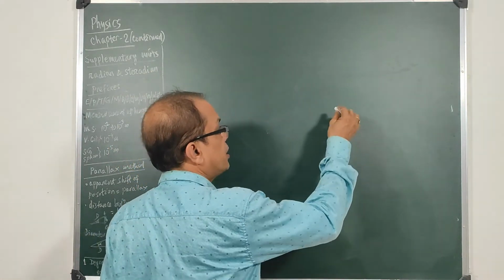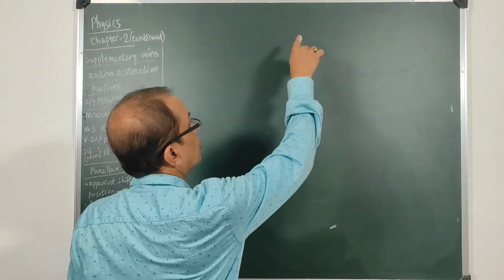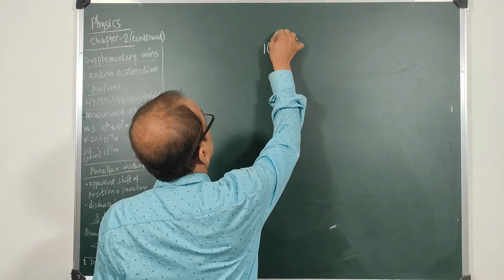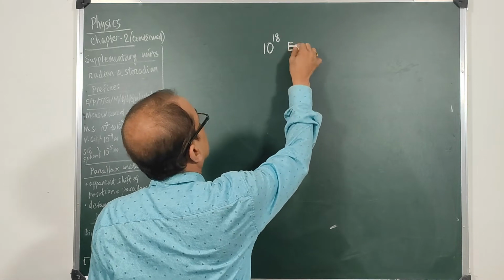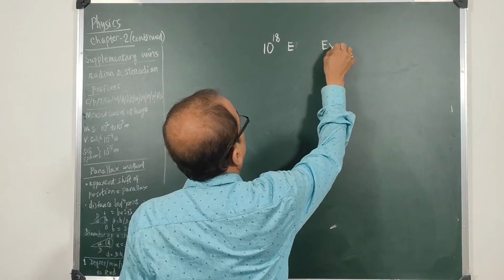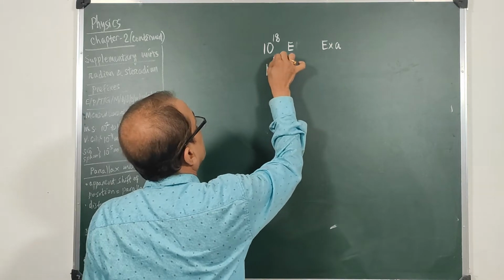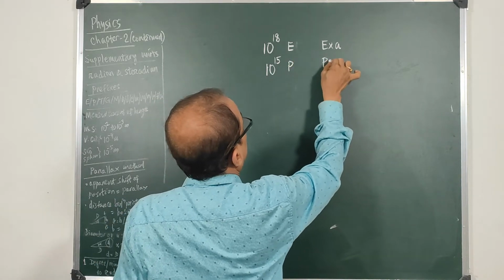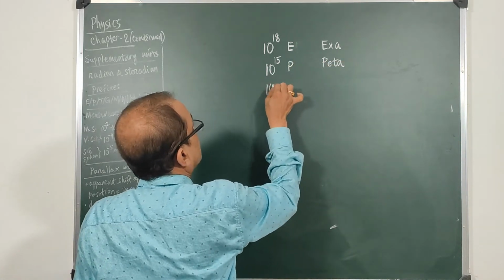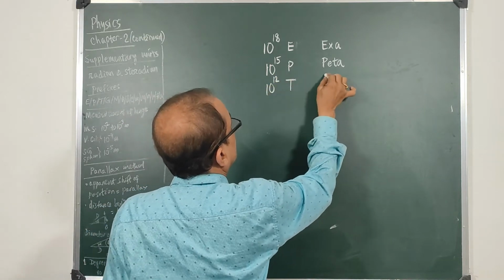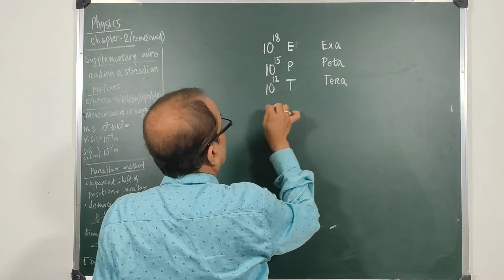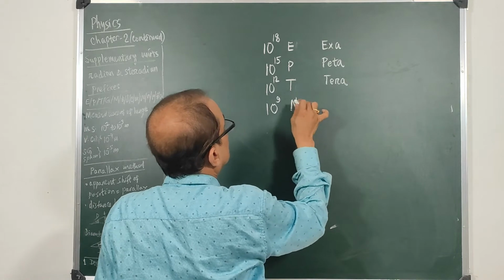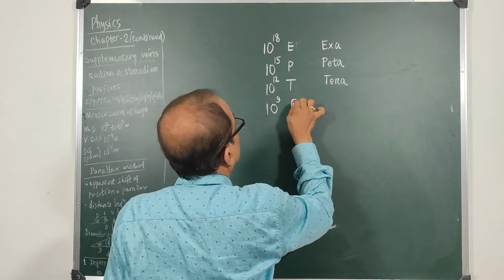So the prefixes that we use from larger to smaller, in descending order, are, for example, 10 to the power 18, for which the symbol is E or exa. For values like 10 to the power 15, we take P, that is peta. For 10 to the power 12, we take T, which is tera. For values like 10 to the power 9, we take G, giga.